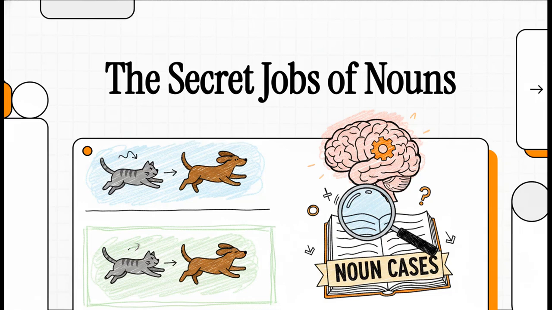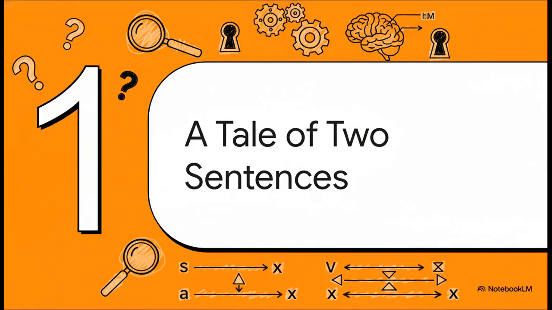You ever wonder how your brain just instantly knows the difference between "the dog chased the cat" and "the cat chased the dog"? I mean, the words are exactly the same, but the meaning is totally different. Well, the secret is something called noun cases. And in this quick explainer, we're going to break down exactly how that magic trick works. So let's start with a little mystery, shall we? It really all comes down to two super simple sentences that show just how powerful a noun's job can be.